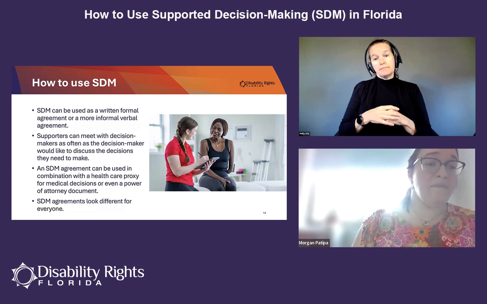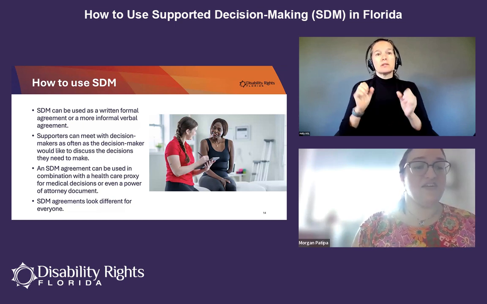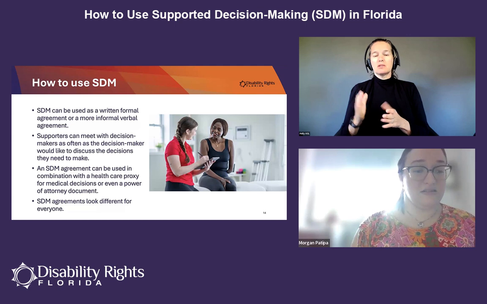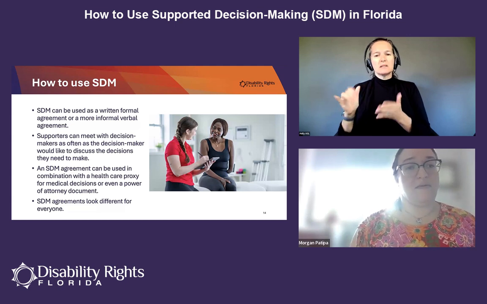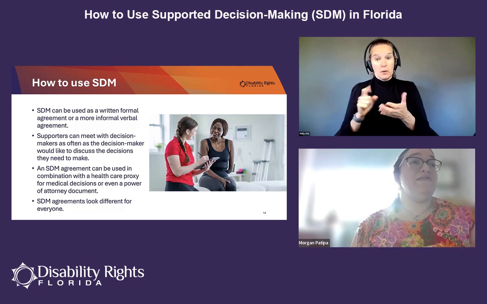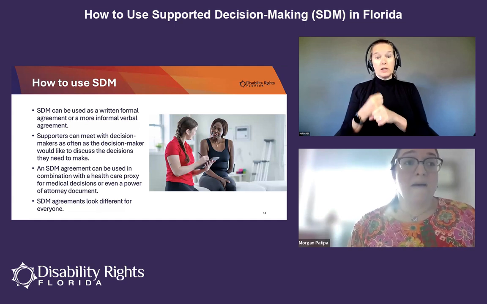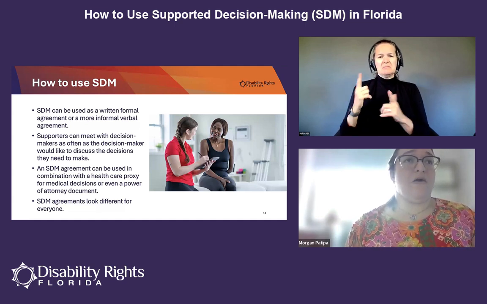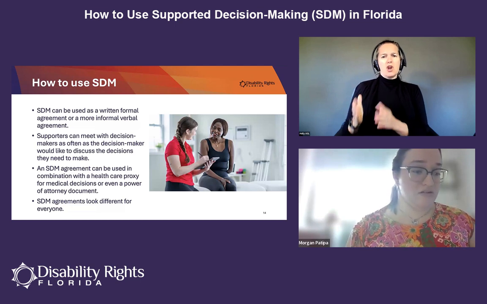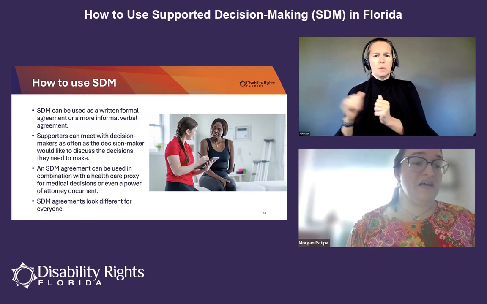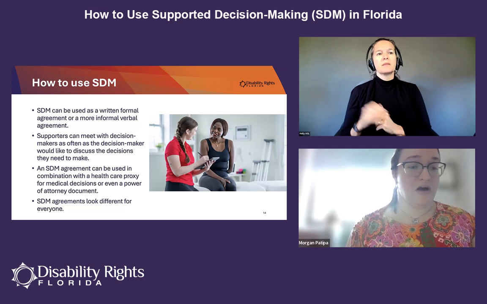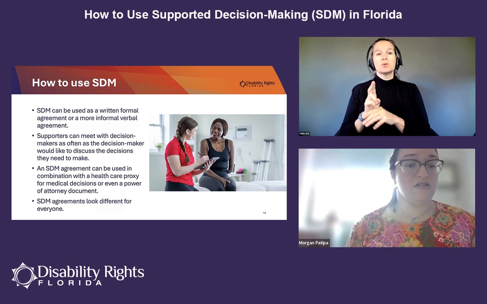So supporters can meet with decision makers as often as the decision maker would like to discuss the decisions they need to make. That could be weekly, it could be monthly, it could be once a year, it could be every 6 months, right? But it's really up to the decision maker how often they want to meet with their supporters.